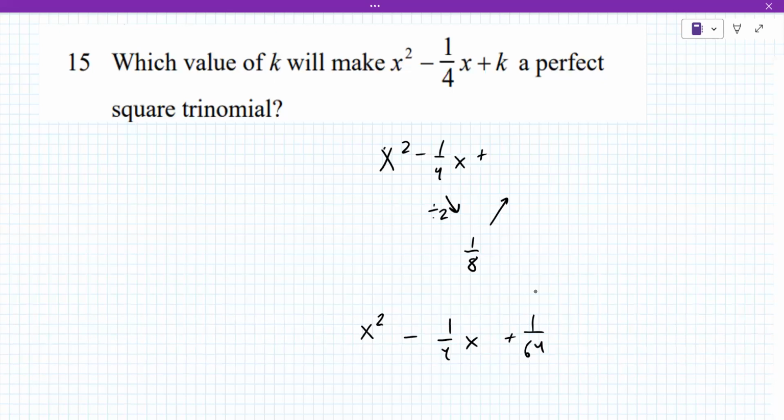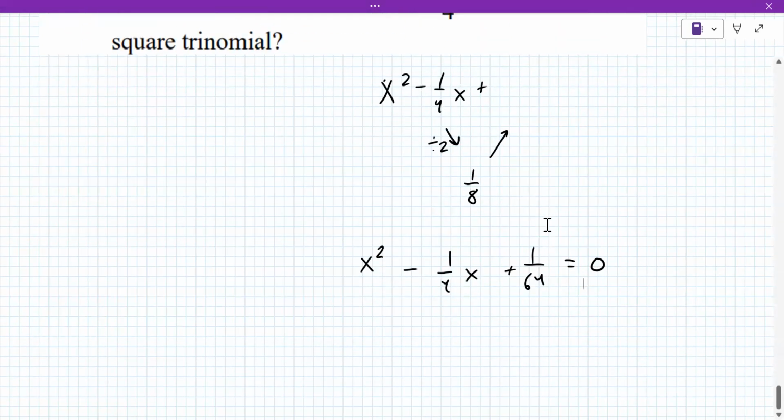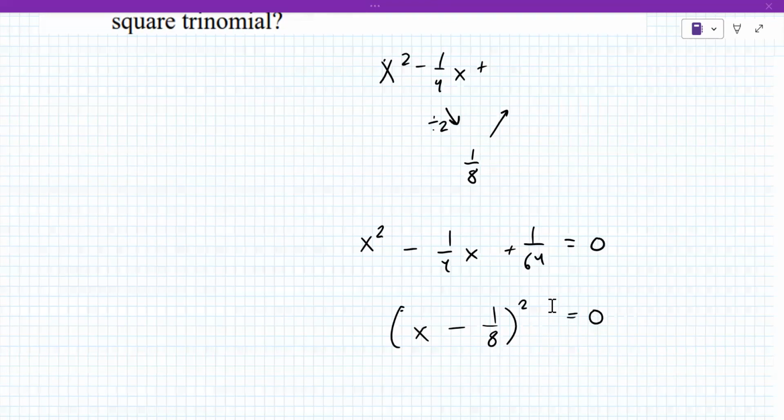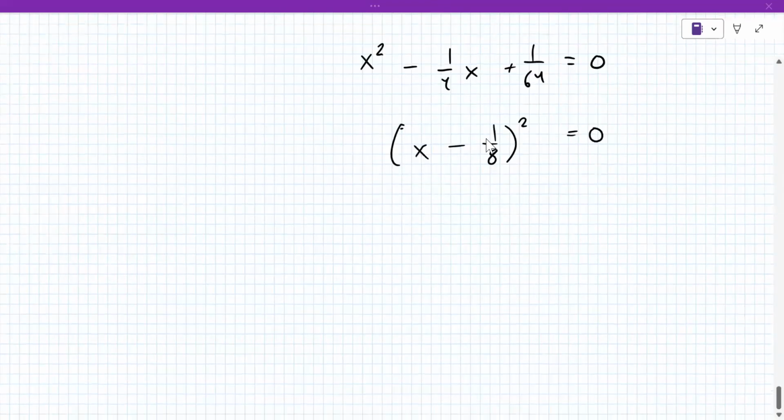So then x squared minus 1/4 x plus 1/64 equals 0. And then it'd be x minus 1/8 squared. It's got to be minus because of that middle term. Oh, okay. So x minus 1/8 squared equals 0. So what is your final answer? x equals 1/8. Or would it just be 1/8 twice, or a double root? Yeah, good. All right.